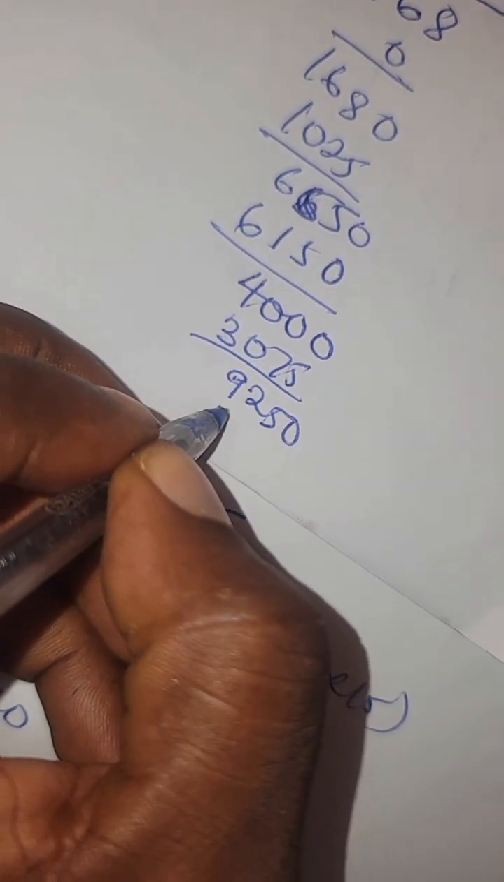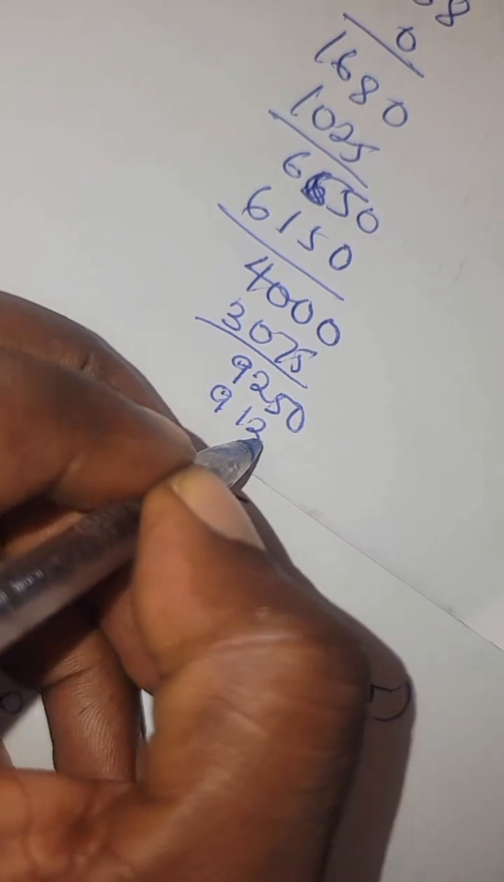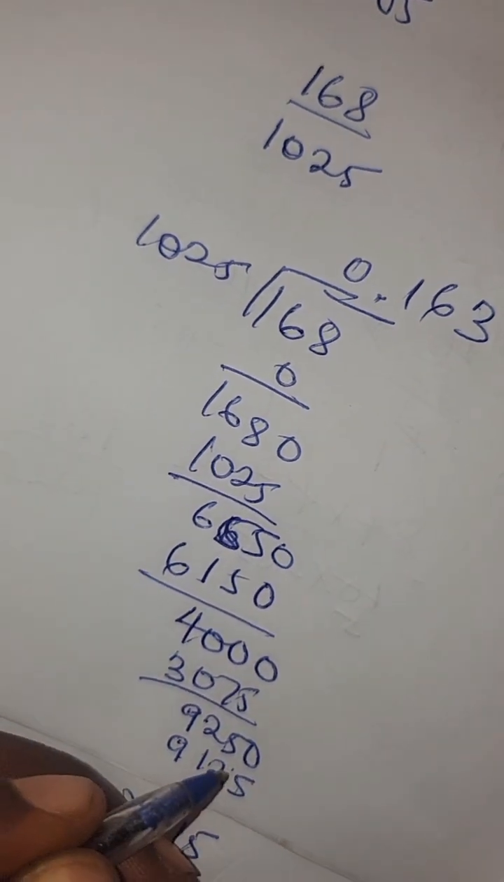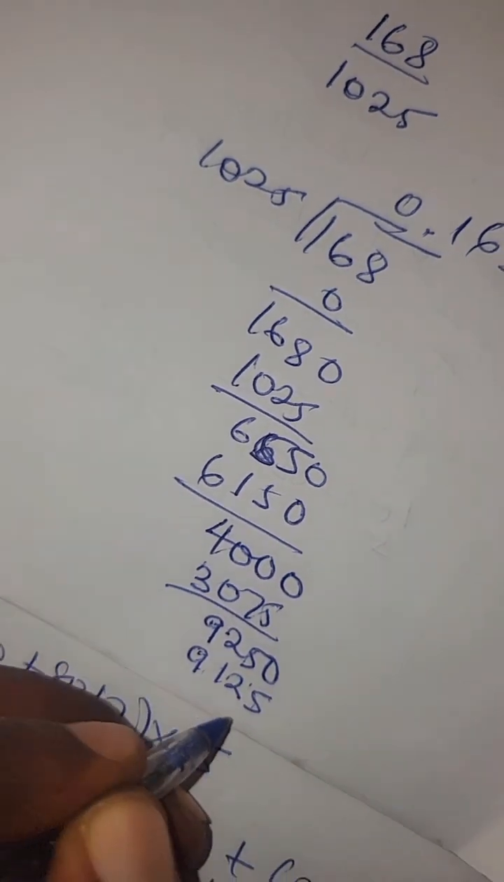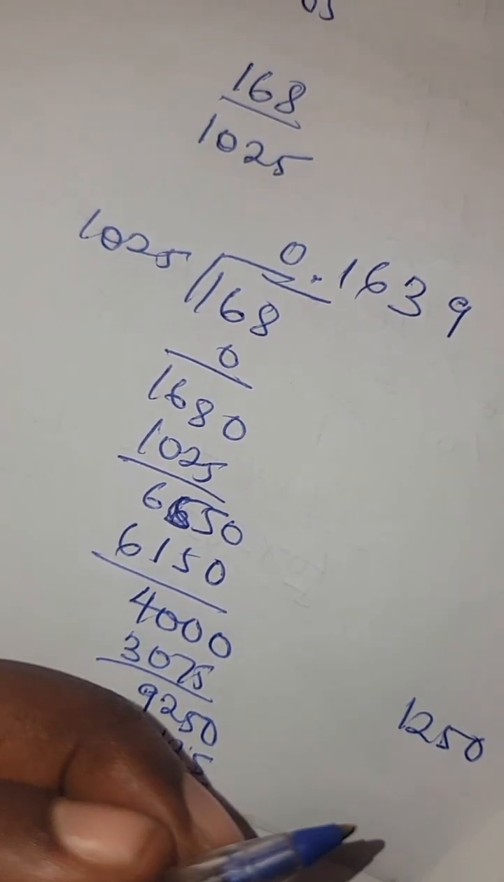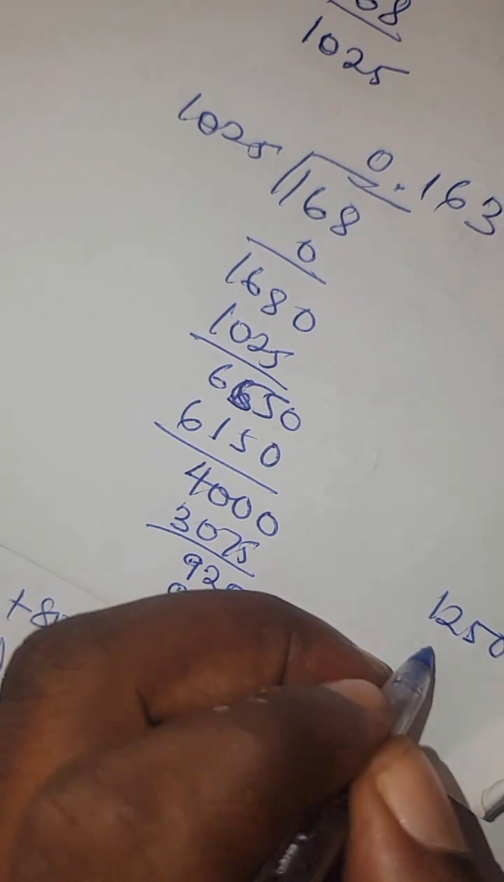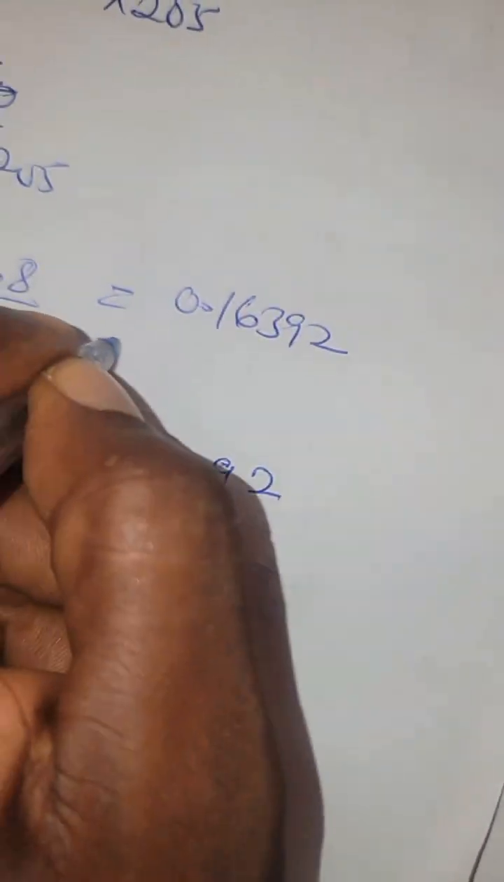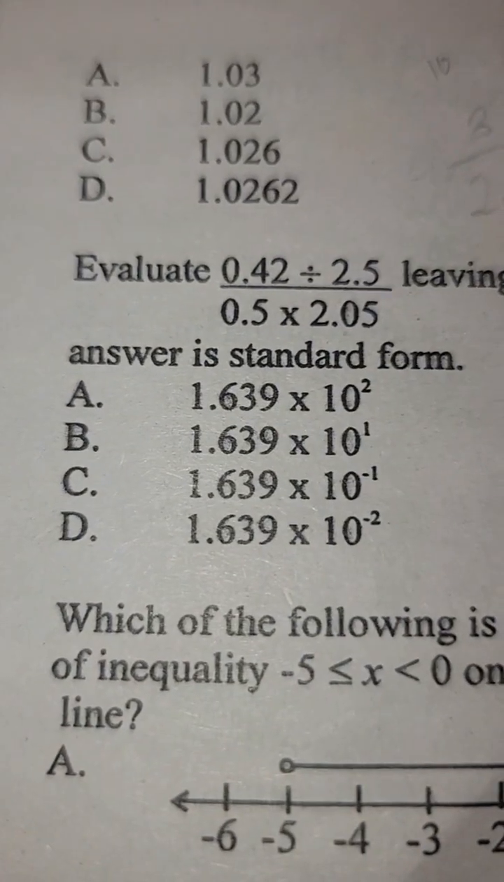9125. So I have 1250, and that's going to also be 2. So that's going to be 1050. We can end here. So our answer is 0.16392. So you approximate that's 1.6392 times 10 exponent negative 1. That's option number C.